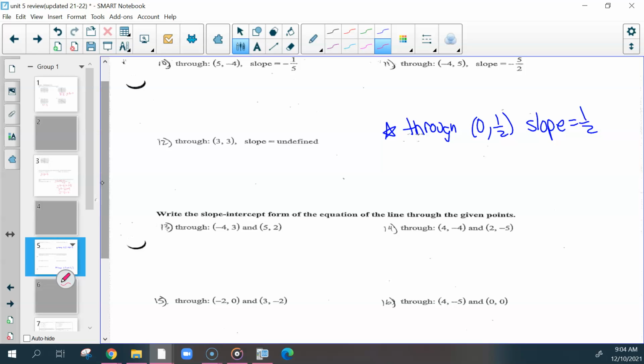So, number 12. If the slope is undefined, what type of equation is that? It's an x equals. When you have something like this, you do not need to use your point slope formula. We know that this is going to be an x equals equation. In your point, what does x equal? 3. So that would be your equation. X equals 3. That is it.